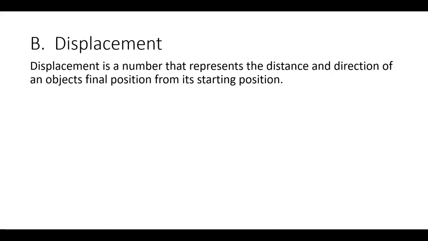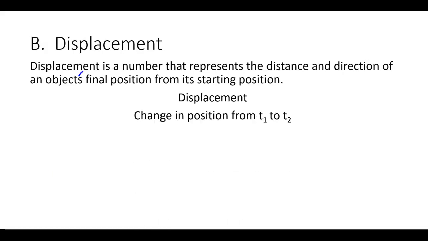Displacement is a number that represents the distance and direction of an object's final position. Bad English. An object's final position from its starting point. Okay? So, displacement is the change in the object's position from time 1 to time 2. So, like maybe right now, t1, I'm here, and at t2, I'm over here. Okay. Yeah. Mind-blowing. So position at t2 minus position at t1, or you could write it like this, right?